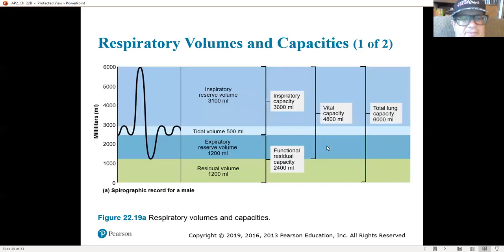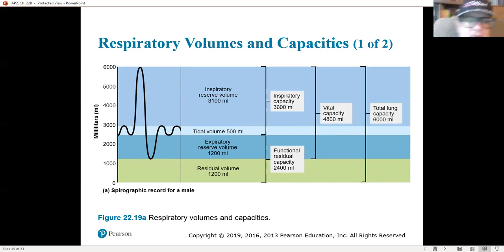Just add it up. All right, so we look right here. Spirograph for a male. Tidal breathing, tidal breathing, tidal breathing. But in between here, we have a big inhale. That's inspiratory reserve being filled. And then we do our normal tidal breathe out, but we continue. We breathe out a lot more air we normally don't. This is expiratory reserve.